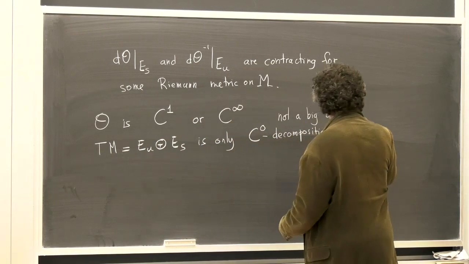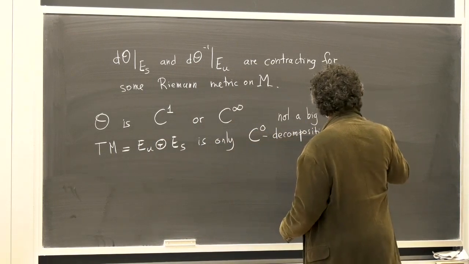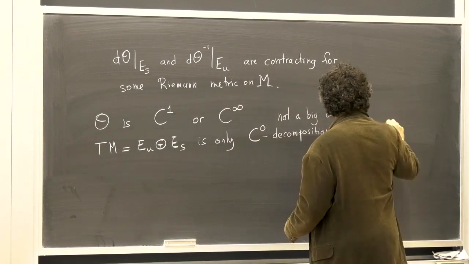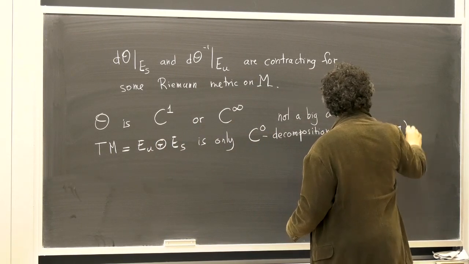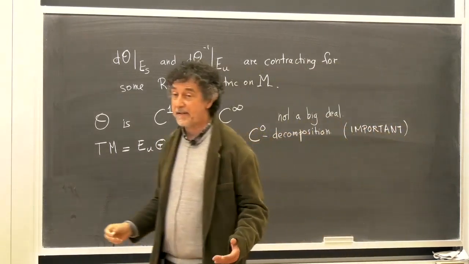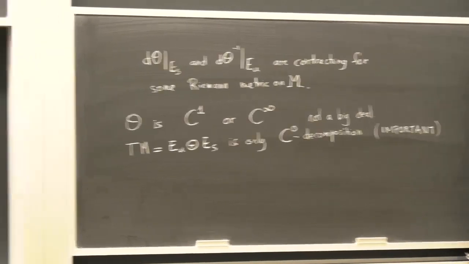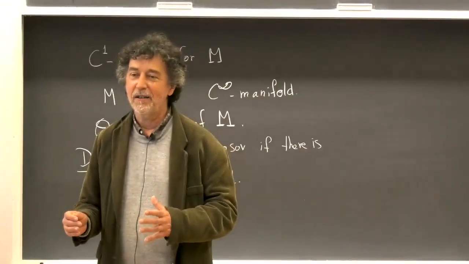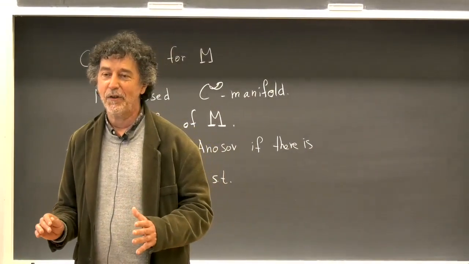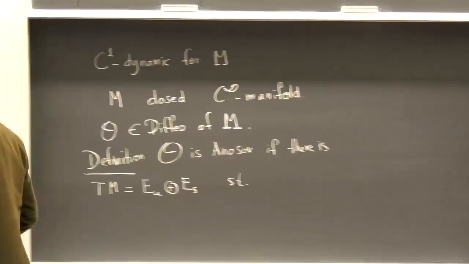And this is important. It's important not to assume more than that, because it turns out that when you look at generic Anosov diffeomorphism, then the decomposition is only C0, even if you start with something smooth. There is no way to get rid of this condition. And it's really important to assume only this.